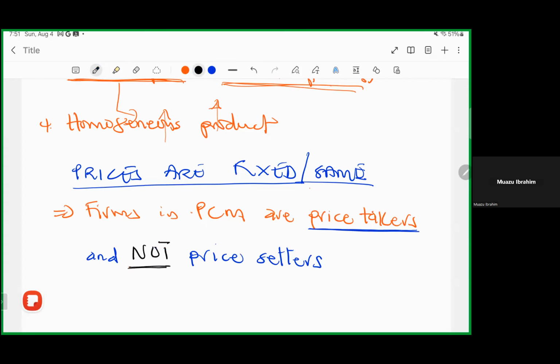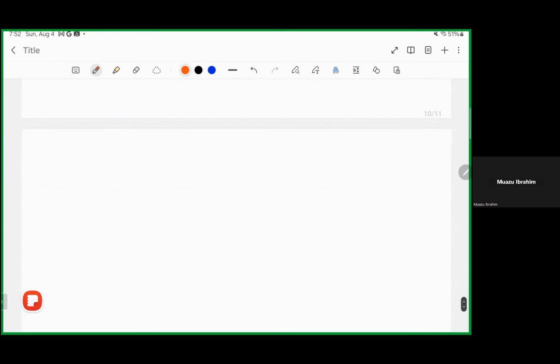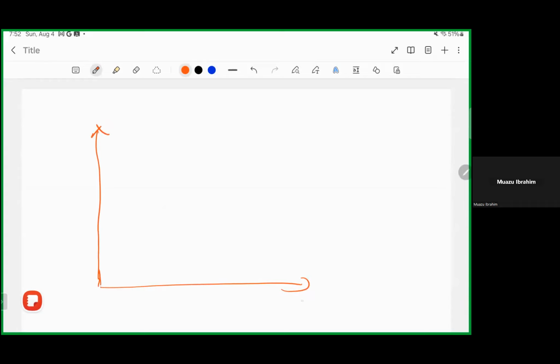So if prices are the same or fixed, it means that if you go to store A to buy one item, you buy it at the same price. If you go to store B, you buy it at the same price. If you go to store C, you buy it at the same price. Which means that if here is quantity, here is price, price is fixed. So you have this. What does this tell you?